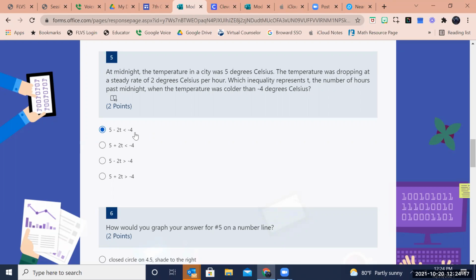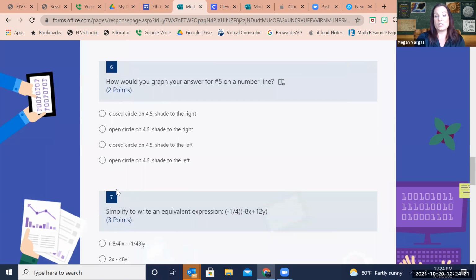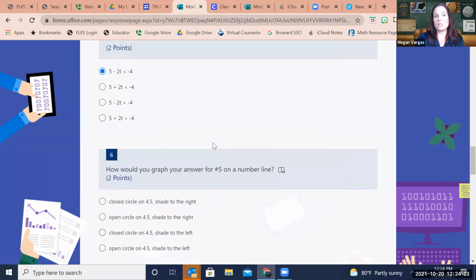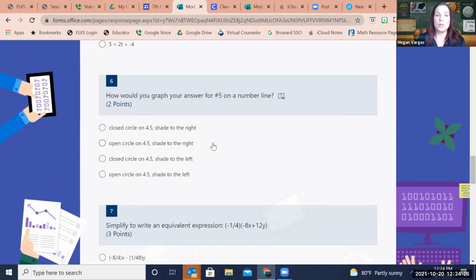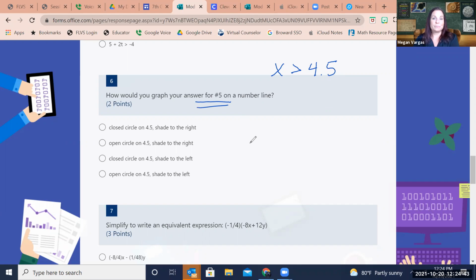Oh, okay. And now we're on number 6, right? Well, when we solved number 5, we got x is greater than 4.5. But isn't it number 6? It says number 6 on it. Yeah, but it's asking us for our answer for number 5. Oh, okay. So when we solved number 5, we got this answer, the solution.